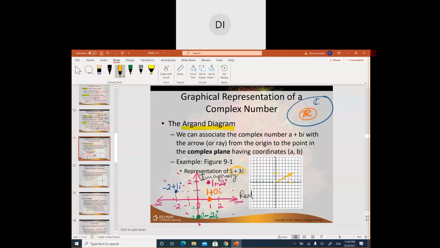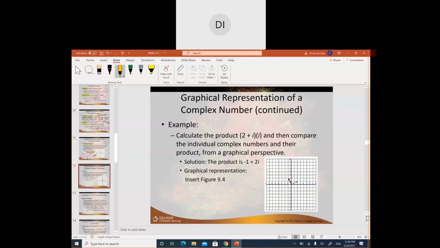It's cool, right? Okay, let's look at another example. Here we have a graphical representation of the product of 2 numbers. They ask us to calculate the product of 2 plus i and i. So we're going to graph 2 plus i. 2 plus i is the green one in the graph. i is the red one in the graph. And when I multiply those two numbers, I'm going to get -1 plus 2i, which is the black arrow on the graph.